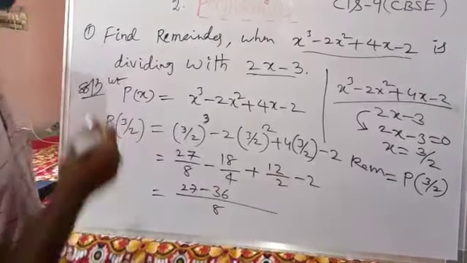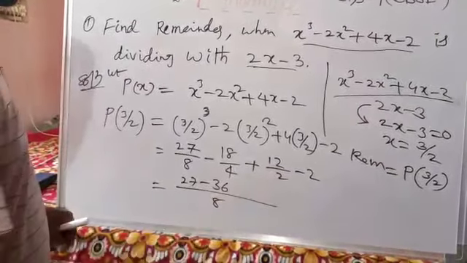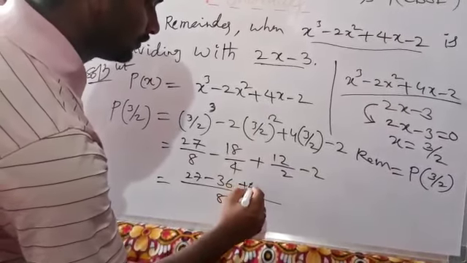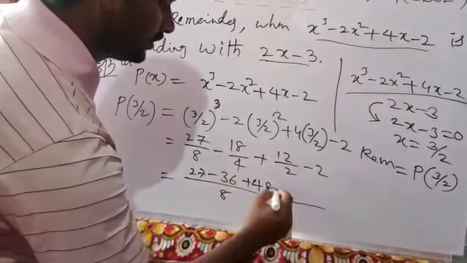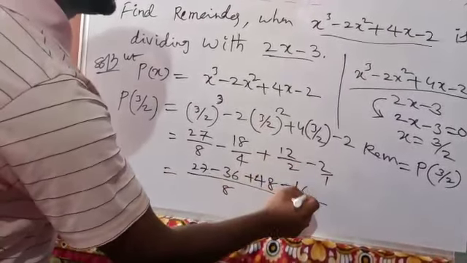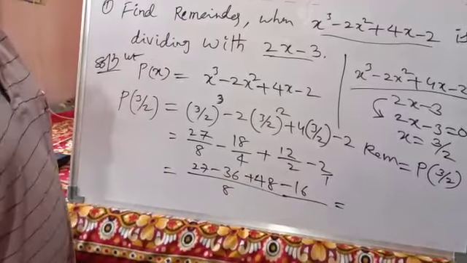2 4s are 8, so 4 times. 4 into 12 is 48. Okay, students. Then here 1 is there, so 1 8s are 8, 2 8s are 16. So find out this value, students.